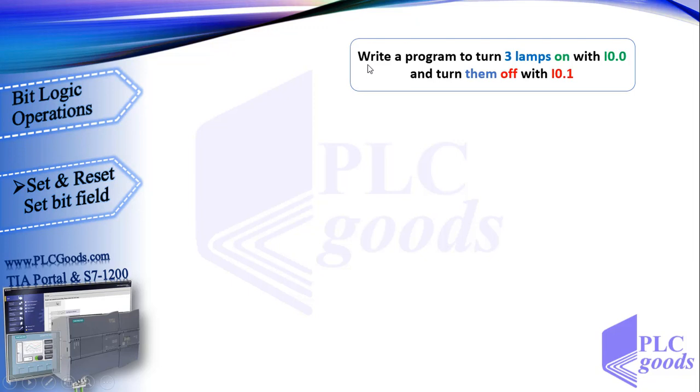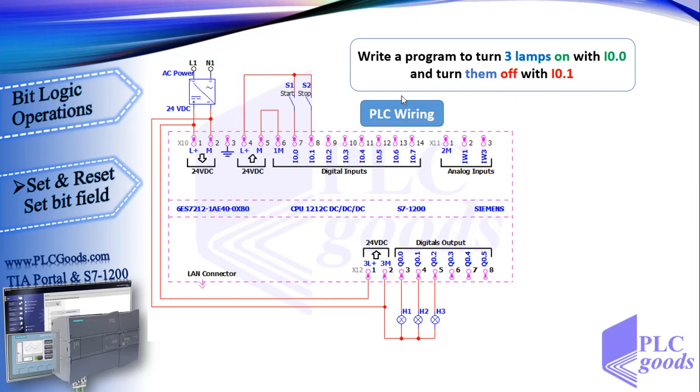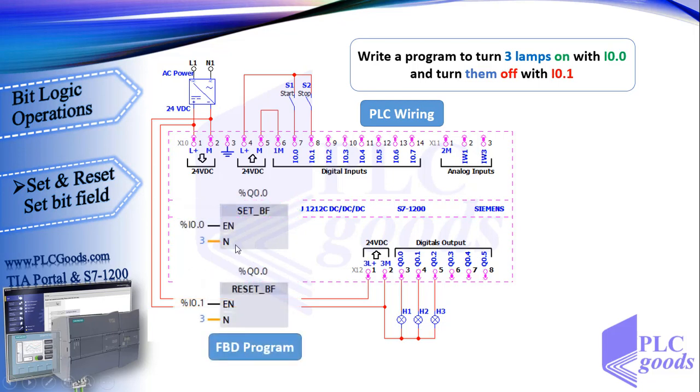Okay, now let's write a program to turn 3 lamps on with the I0.0 input and turn them off with the I0.1 input. This is the PLC wiring which uses 2 push buttons and 3 lamps. Well, with the 2 previous instructions, we can do this project easily, like this FBD program.